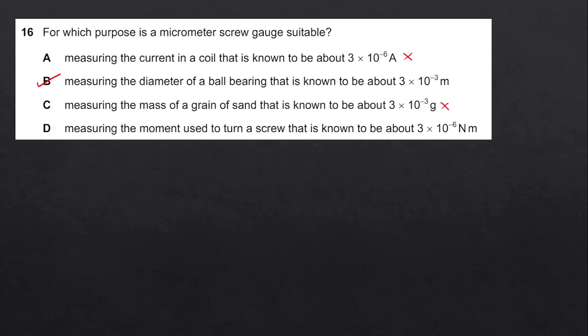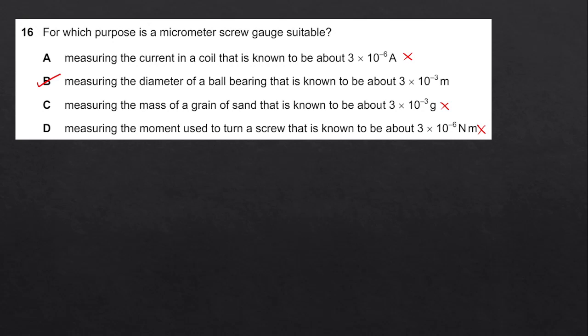Let's look at option D. Measuring the moment used to turn a screw that is known to be about 3 into 10 power minus 6 Newton meter. Again, we can't measure forces using a micrometer screw gauge. So the only option that is correct is option B.